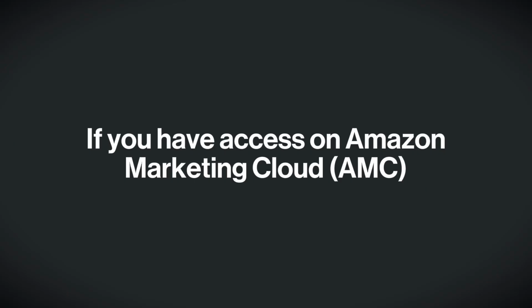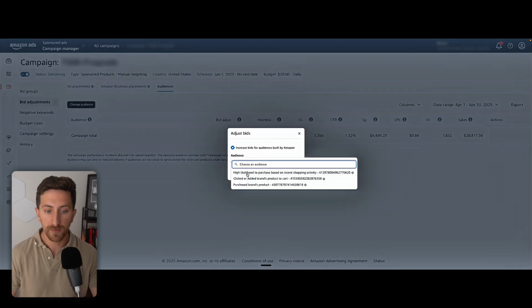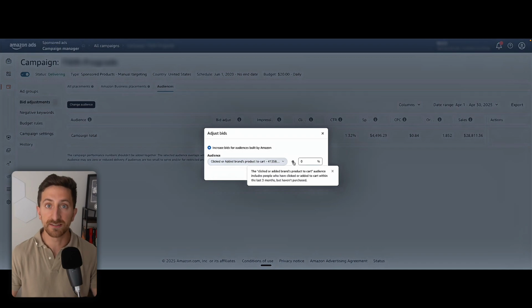One tip I suggest here is to create a different campaign and push more for those placements in a new campaign, because you don't want to change the behavior of the current campaign. And another tip: if you have access to Amazon Marketing Cloud, you can create an audience that you prefer. For example, you can create an audience of people who didn't purchase your product for the past year, or you can do more advanced things with Amazon Marketing Cloud, but you need to know how to leverage it. But to keep it simple, I would suggest starting with this, because we've seen this working very well, especially this one. This audience is very powerful.